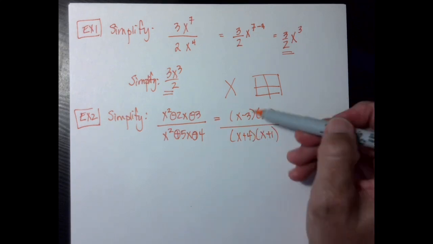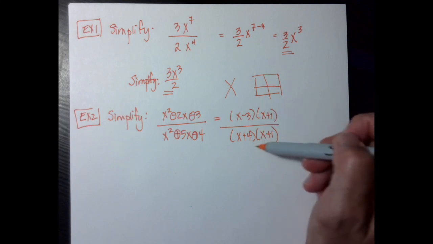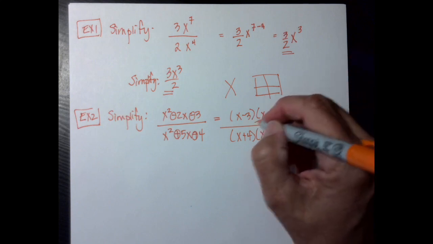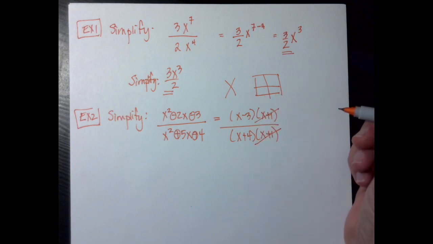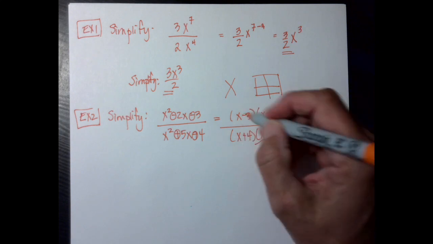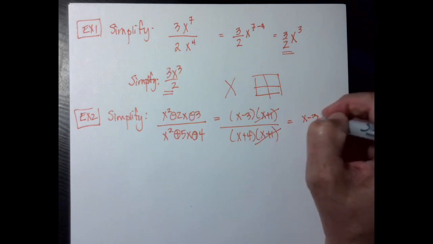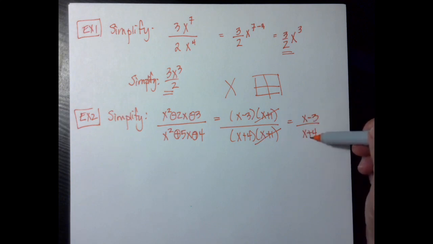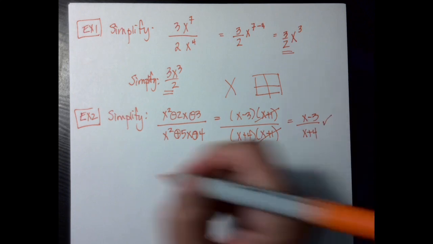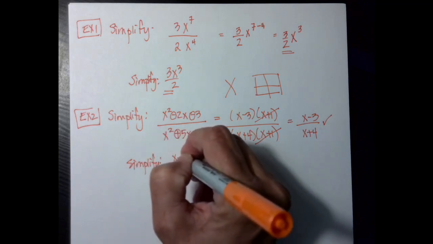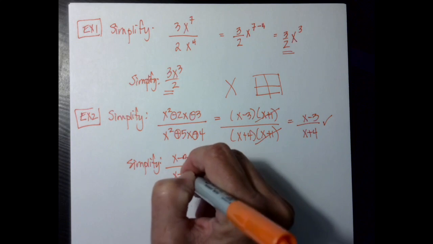Now notice that the things in the top are multiplied together, and the things in the bottom are multiplied together. And x plus 1 divided by x plus 1 is 1, so I would draw a line through. Don't scribble, because we might need some more information later. These two are left, and so I'm going to get x minus 3 over x plus 4. Notice again that I can't cancel the x's because they're separated by a plus and a minus. So this, in fact, is my answer. Then I'm going to report, simplify, and write x minus 3 over x plus 4.